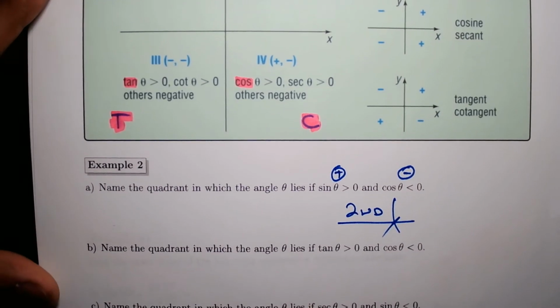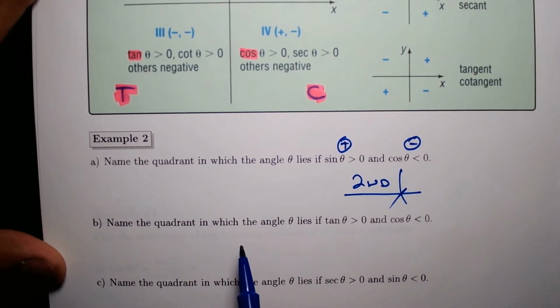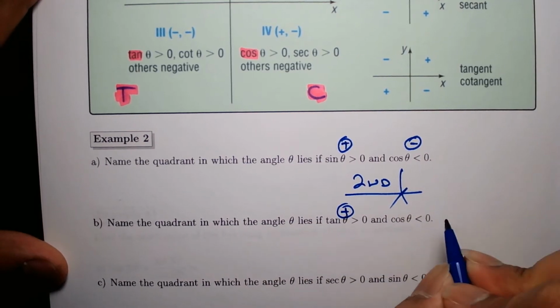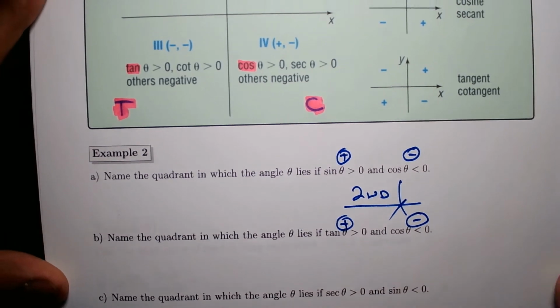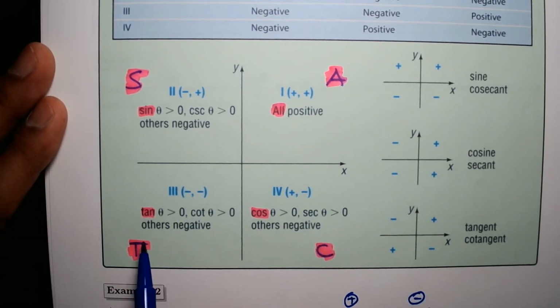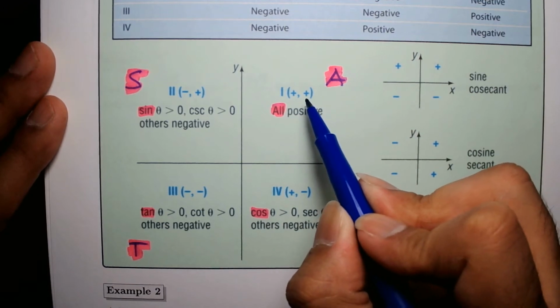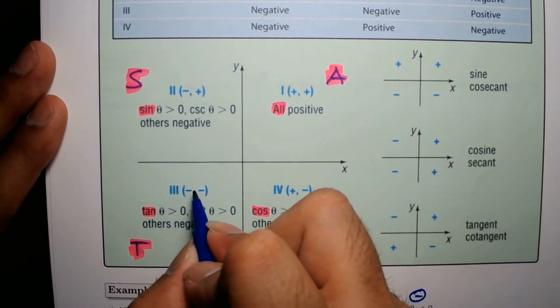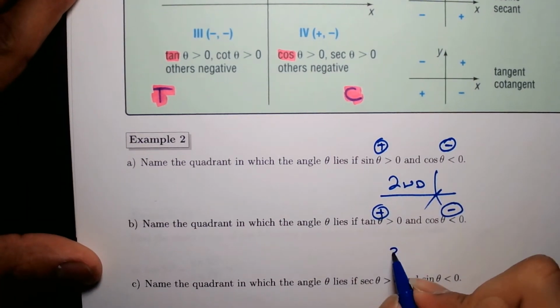Now let's look for the quadrant in which tangent is positive and cosine is negative. That quadrant will be the third quadrant, because tangent is positive here, and tangent is positive in the first as well, but we need cosine to be negative, and that is the third quadrant.